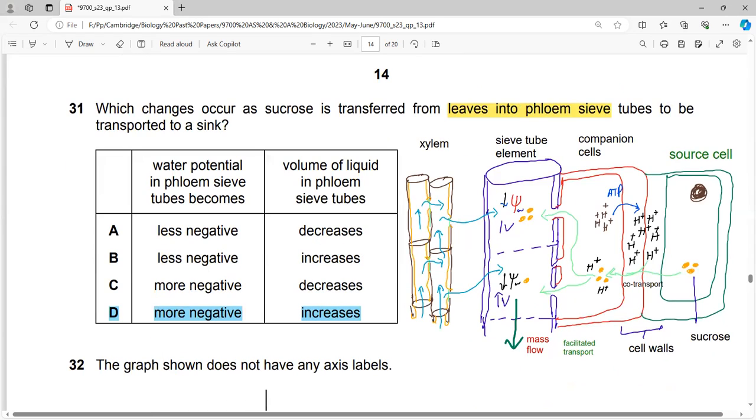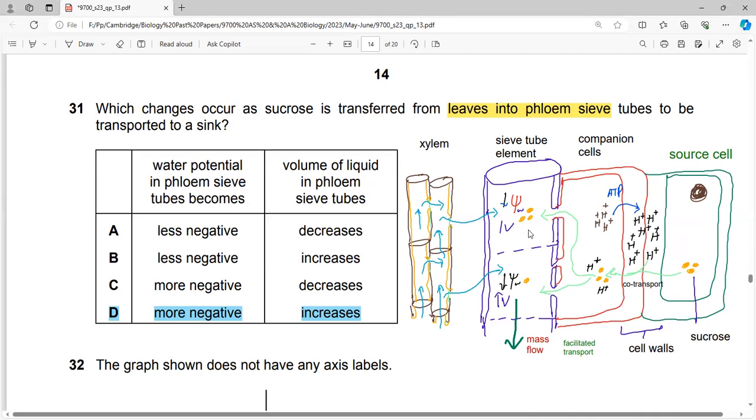We're going to proceed to question number 31. Which changes occur as the sucrose is transferred from the leaf into the phloem sieve tube to transport it to the sink? For example, if the source is transporting sucrose from the source to the sink area, what type of changes take place? If the source cell transfers the sucrose to the companion cell, then from the companion cell to the sieve tube element, it is moved by facilitated diffusion through plasmodesmata.